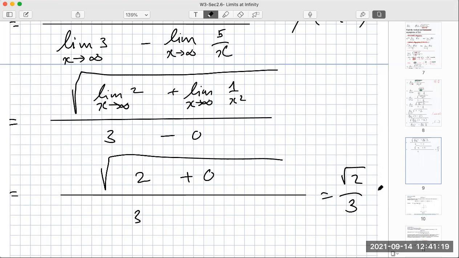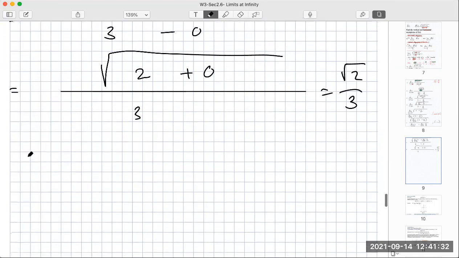Would that be the positive and negative version, since we're going to infinity and negative infinity? Yes. And this is the first step. We found one horizontal asymptote. Okay. The second one. So let us find another horizontal asymptote.